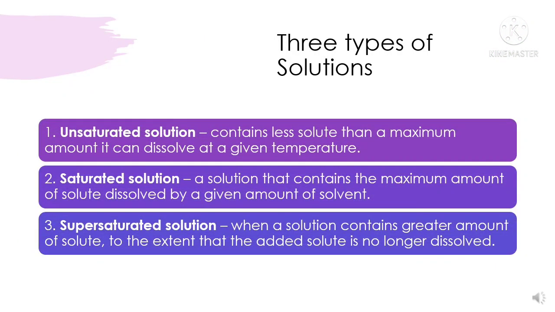In our activity, we demonstrated the three types of solution. We have the unsaturated solution, saturated solution, and supersaturated solution. So what is unsaturated solution? This solution contains less solute than the maximum amount it can dissolve at a given temperature. So sa unsaturated solution, yung amount ng solute niya is less than. Konti lang siya compared doon sa maximum amount na kayang i-dissolve ng solvent at a given temperature.